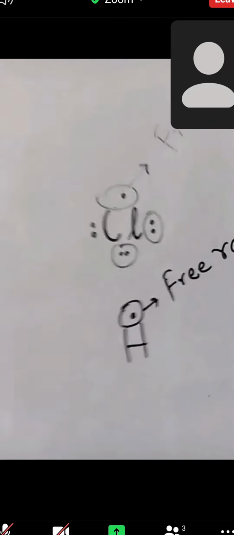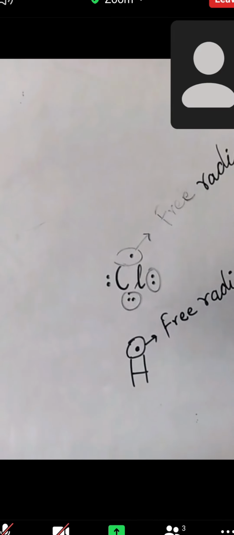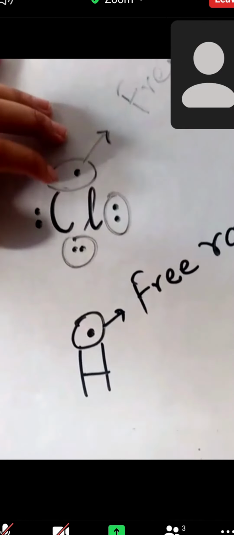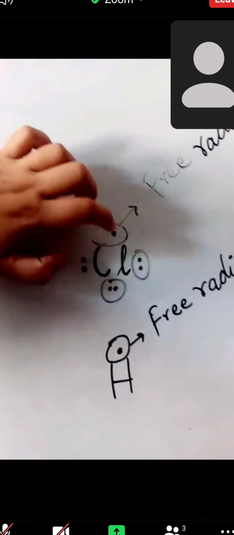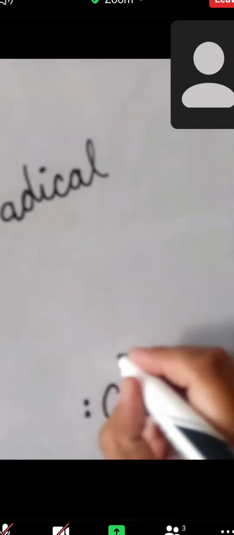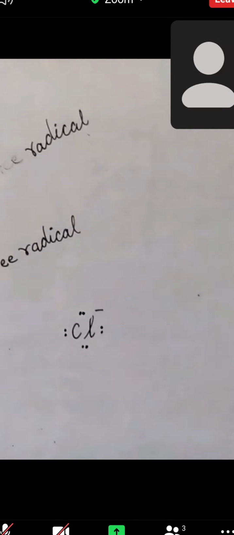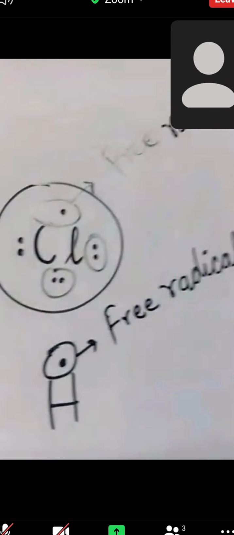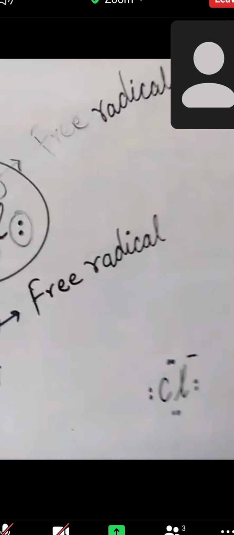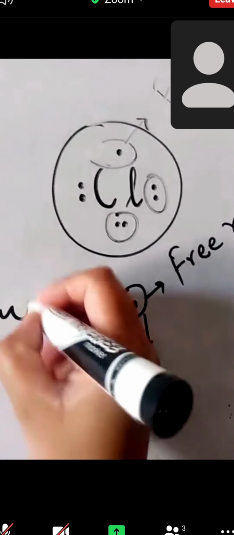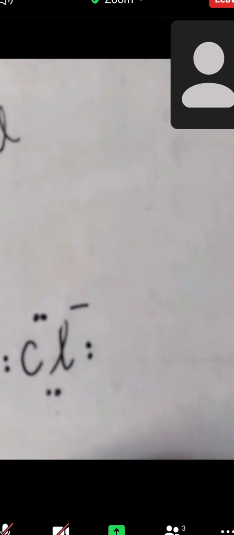Now let's suppose this chlorine wants to make the pair of this electron. It means it needs an electron here to complete this pair. Now what it will do, it will borrow or take an electron from any other atom. When it takes an electron from any other atom, now its pair is completed, but it has a negative charge upon it because it has taken one electron. As a whole, it was neutral. No positive charge, no negative charge was there. But when it has taken an electron from any other atom, now it is a negatively charged ion. It was a free radical of chlorine. And now it has taken an electron. Now it has become chloride ion.